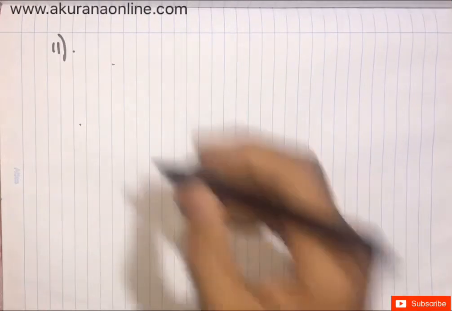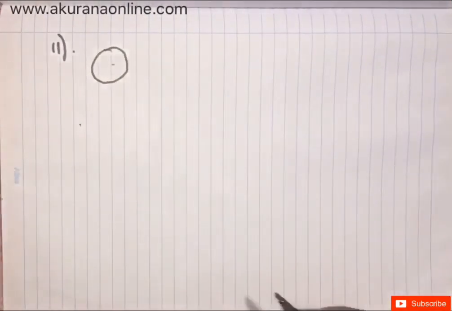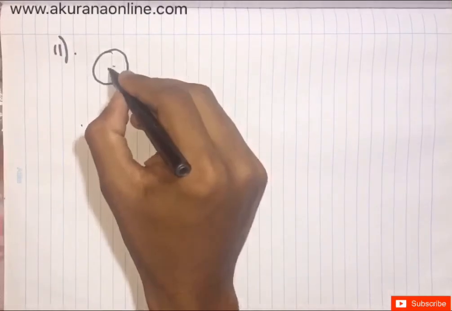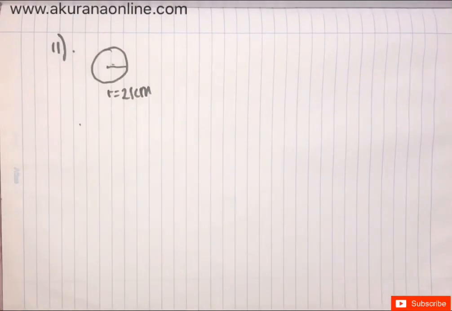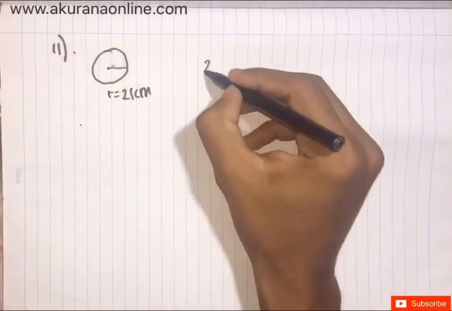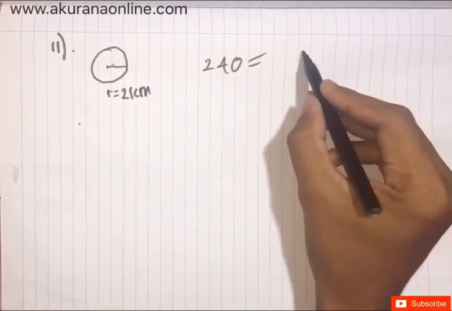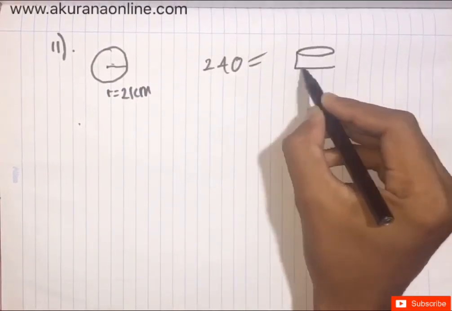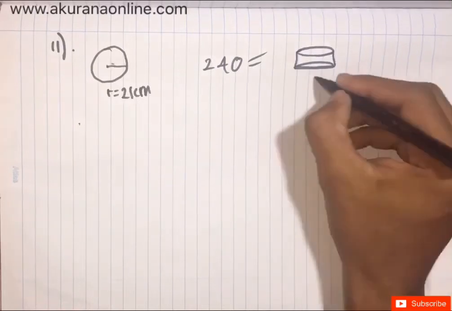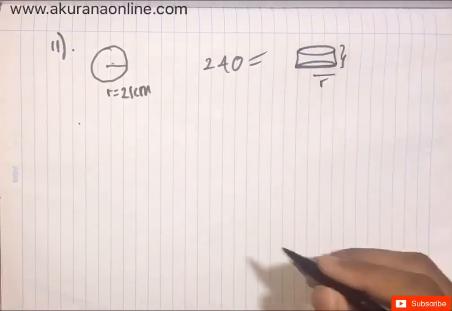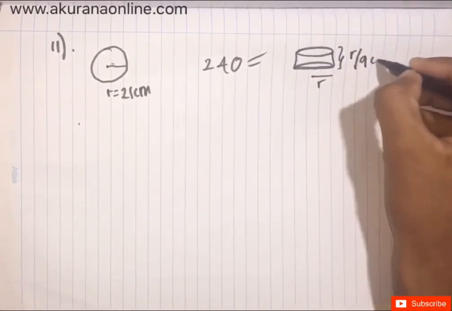You have a solid spherical glass of radius 21. It's a bit bigger one, 21 centimeters. What they are doing is they are melting it and making 240 identical solid cylindrical glass discs. They are making 240 cylindrical glass discs. Also they have given the radius and there is no change in the volume of glass. So radius is given as r and the height is also given as r over 9 centimeters, both in centimeters.